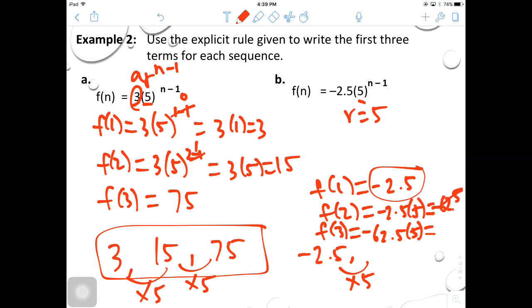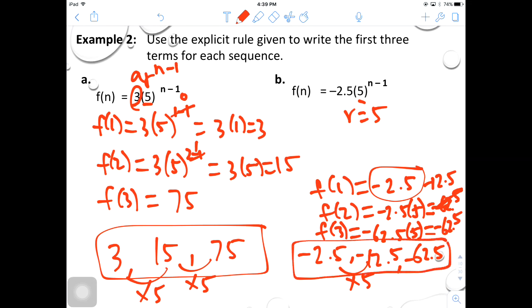I think I skipped the problem here. It should be negative 12.5, and then here is negative 62.5. So that looks better. Negative 2.5, negative 12.5, and then negative 62.5. So that's the list of the first 3 terms. Of course, you can also do the math like we did here to get those numbers as well.